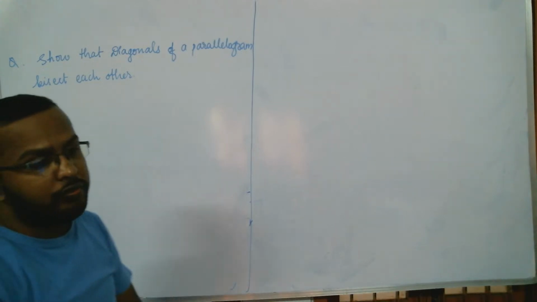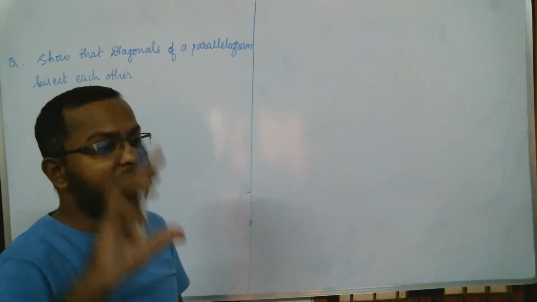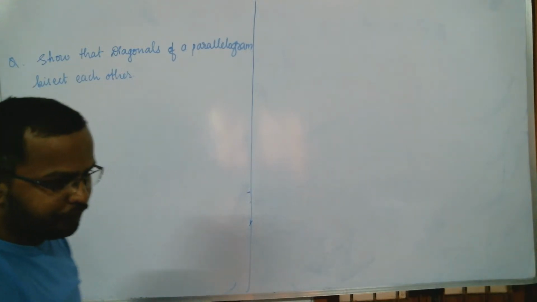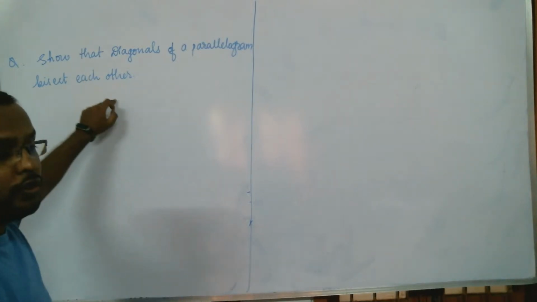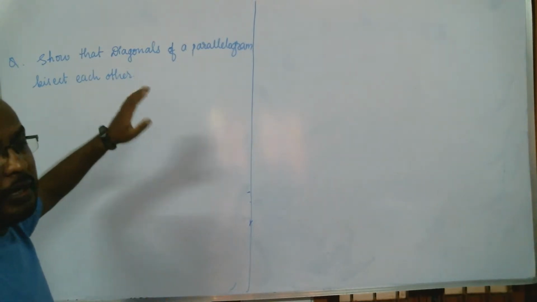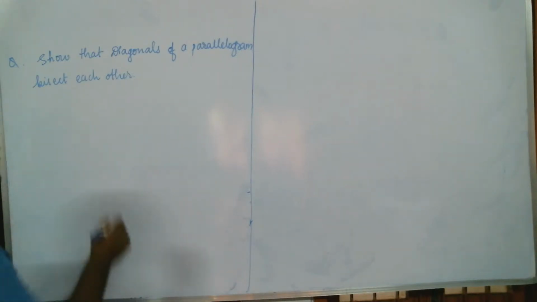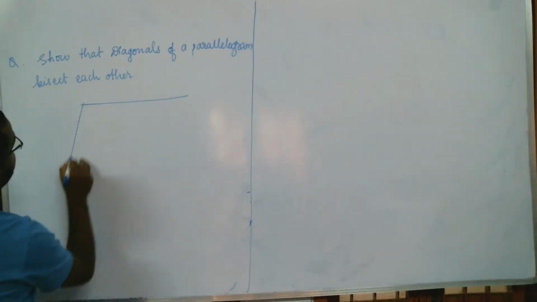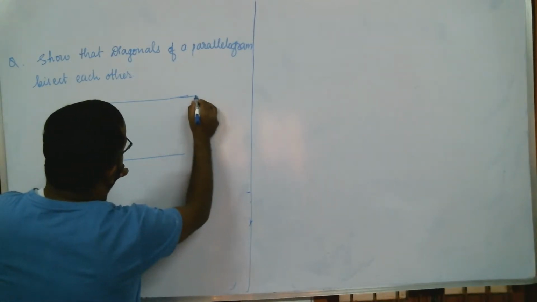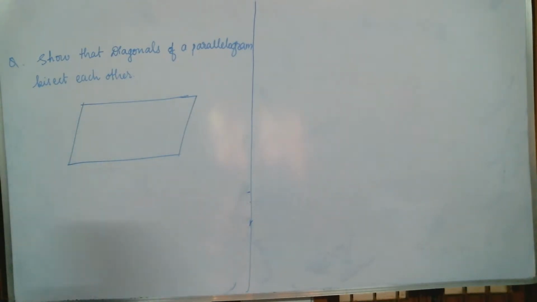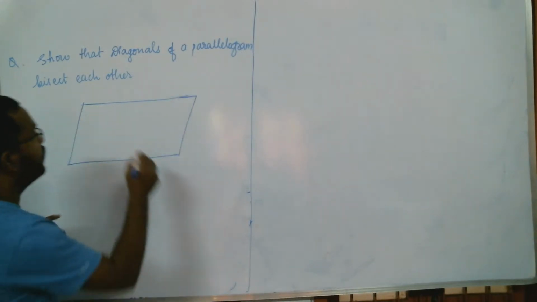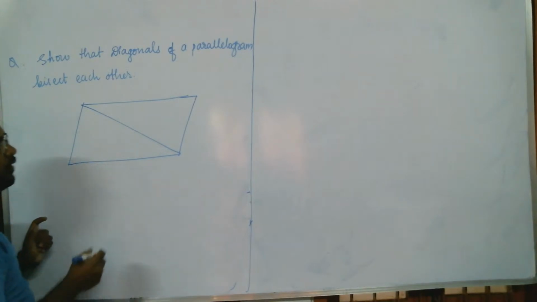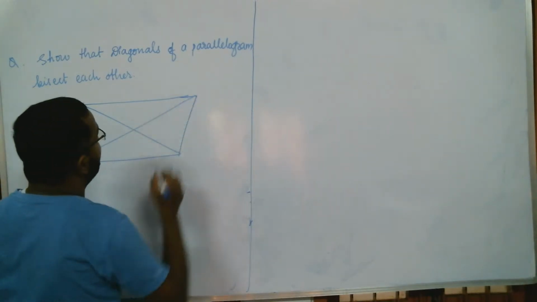In the previous question, we have proved that the opposite sides are equal in a parallelogram. Now they are asking to show the diagonals of a parallelogram bisect each other. So first of all, let us draw a parallelogram. So we have drawn a parallelogram. They are talking about diagonals, so let us draw the diagonals. This is one diagonal, and this is your another diagonal.